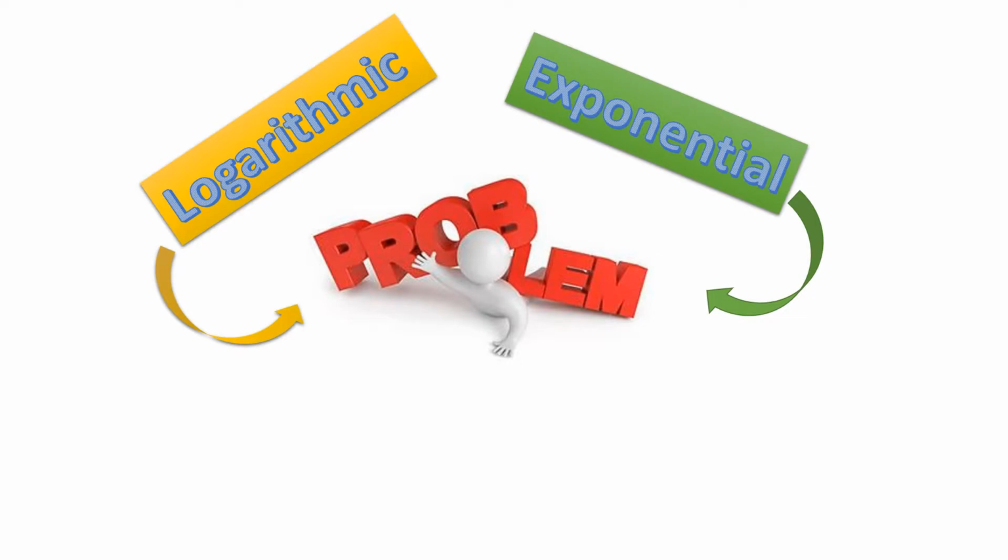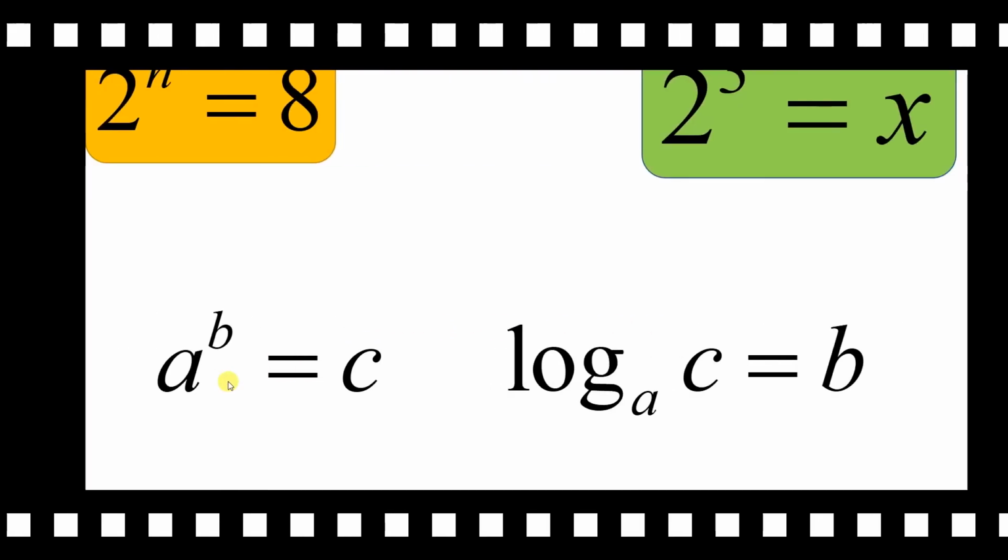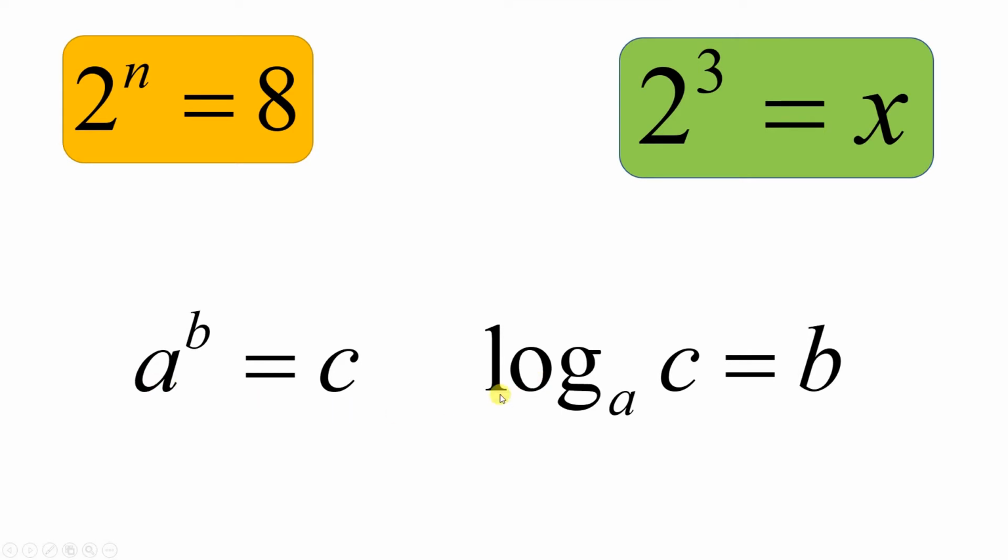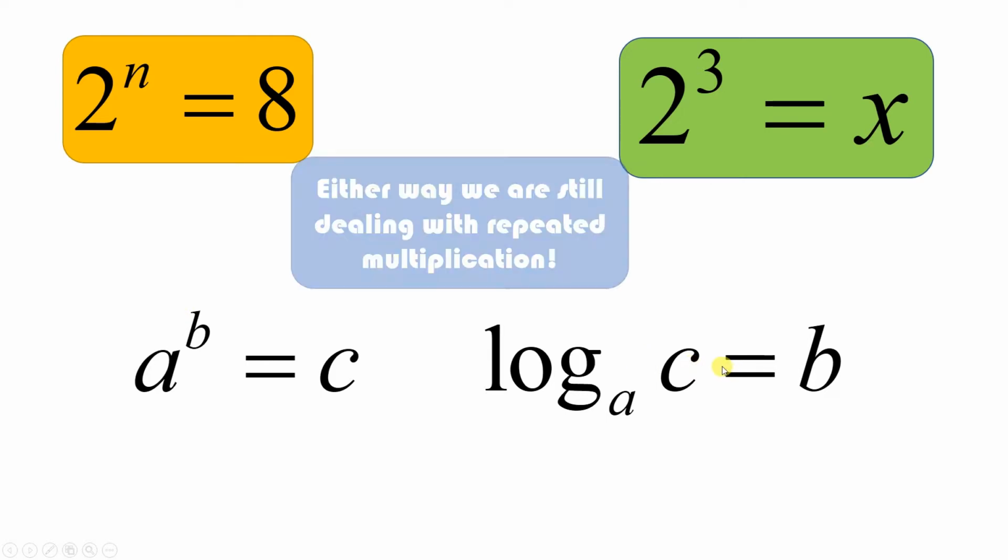You see, logarithmic expressions and exponential expressions, they both approach the same problem, but from a different angle. Exponents help you figure out the product, and logarithms help you figure out the exponent. And just to make sure we're all solid right here, these two things are saying the same exact thing. You see, the base is A, the product is C, and the exponent is B. So either way, we are still dealing with repeated multiplication. Can't let that get too far from our thoughts.